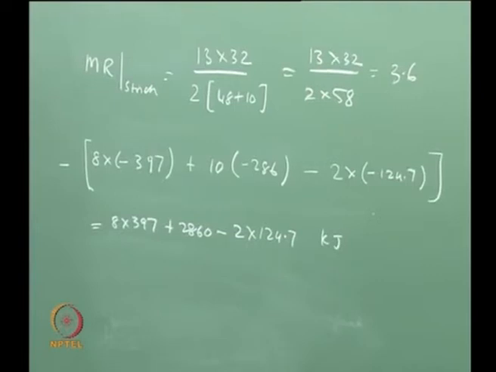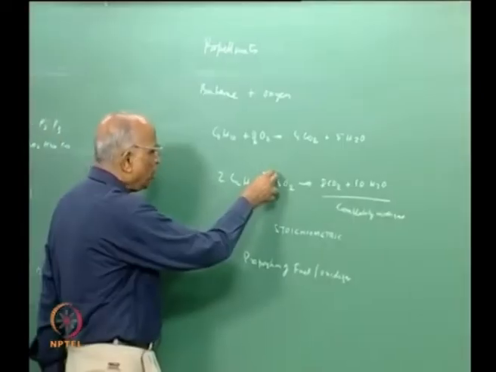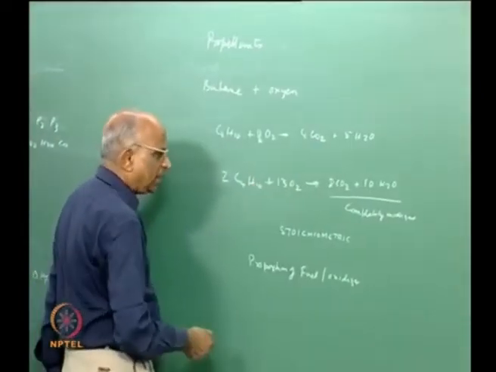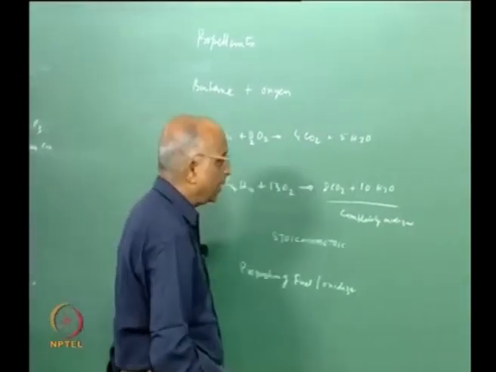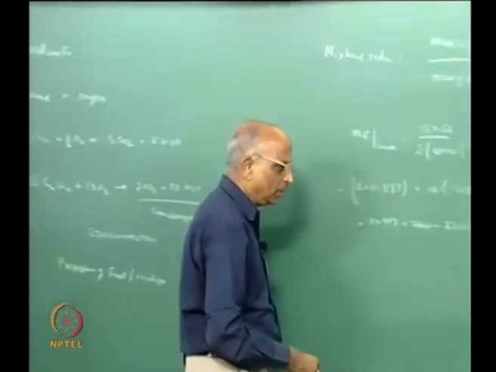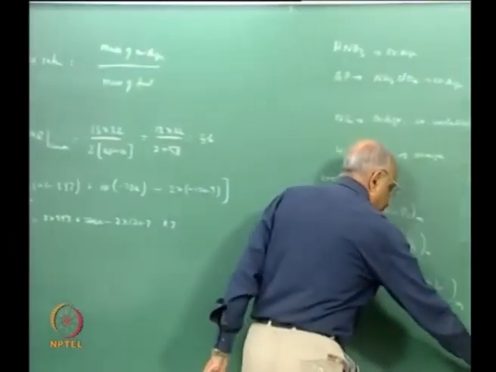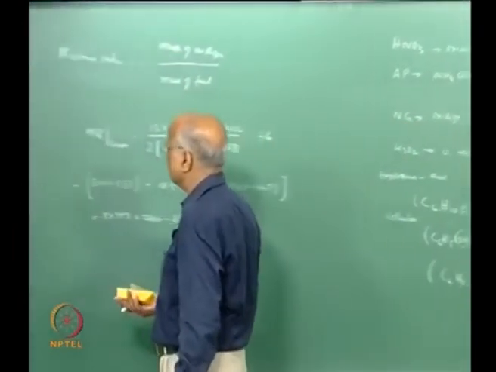Suppose instead of having stoichiometric composition, I put extra oxygen into it, like I take the oxygen amount as 15 instead of 13.